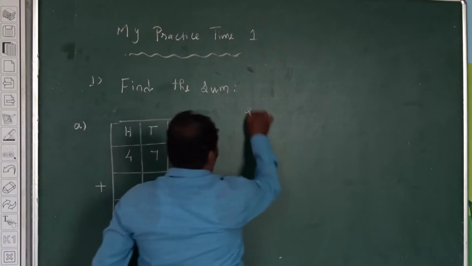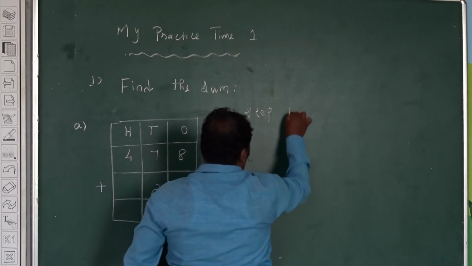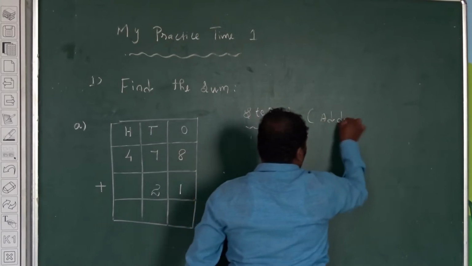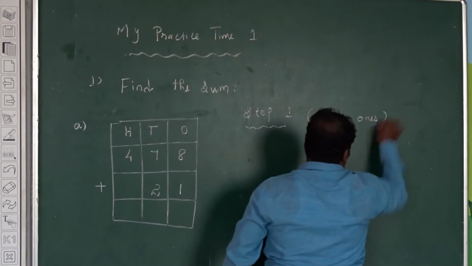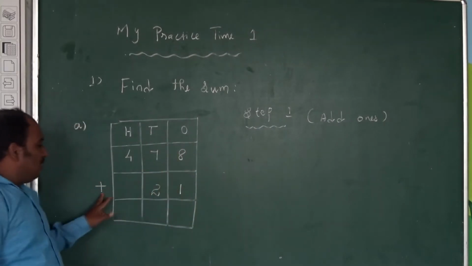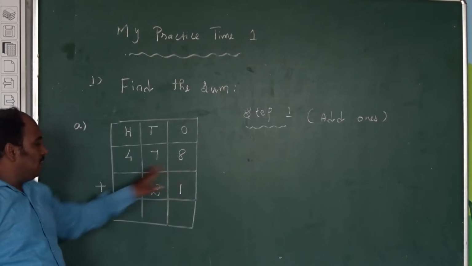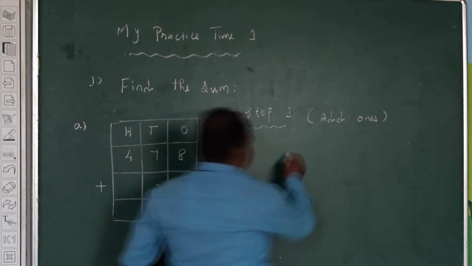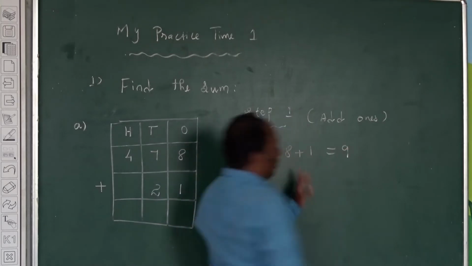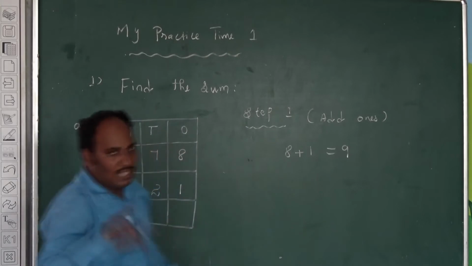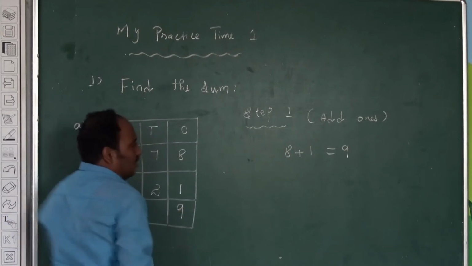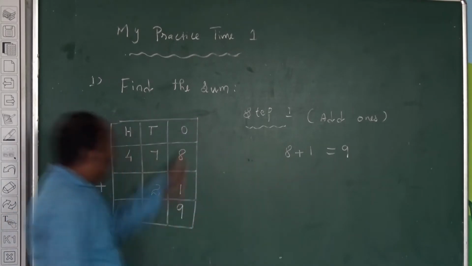Step 1. First we add the ones place. Here, ones place 8 plus 1. 8 plus 1 is equal to 9. So the number 9 is written in the ones place.